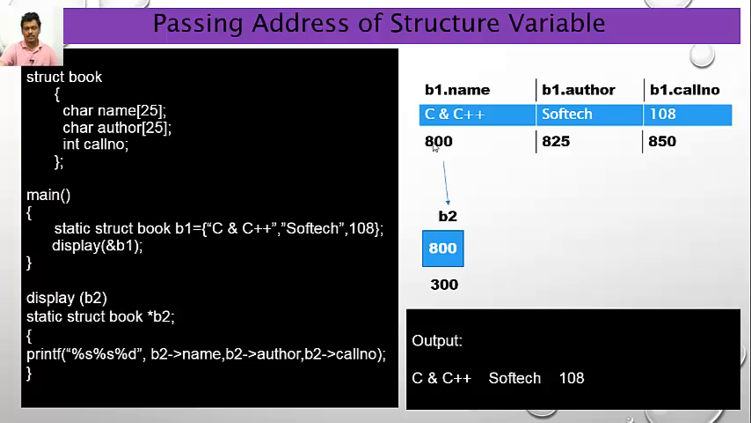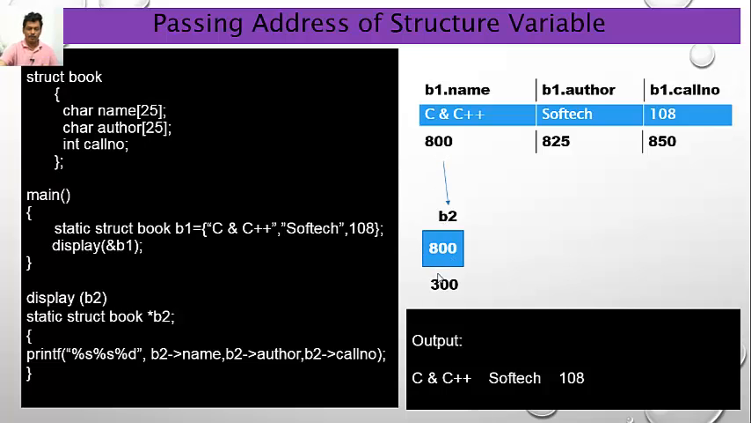The address of B1 is 800. The starting address is the address of B1. It is transferred to B2. B2 is a structure pointer variable. The size is 2 bytes because all types of pointer variable size is 2 bytes. So that 800 is transferred to B2.